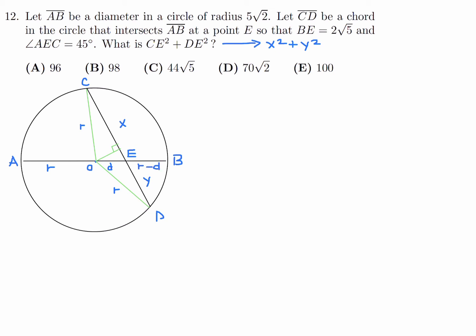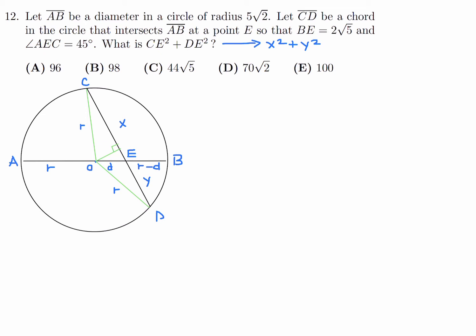And then one last is going to be this guy, that altitude. That one, let's see here. I think I'm going to have to use this angle. So AEC, where is AEC? AEC is this one. That's 45 degrees. So if that's 45 degrees, then since this is 90 degrees, this is also 45 degrees.